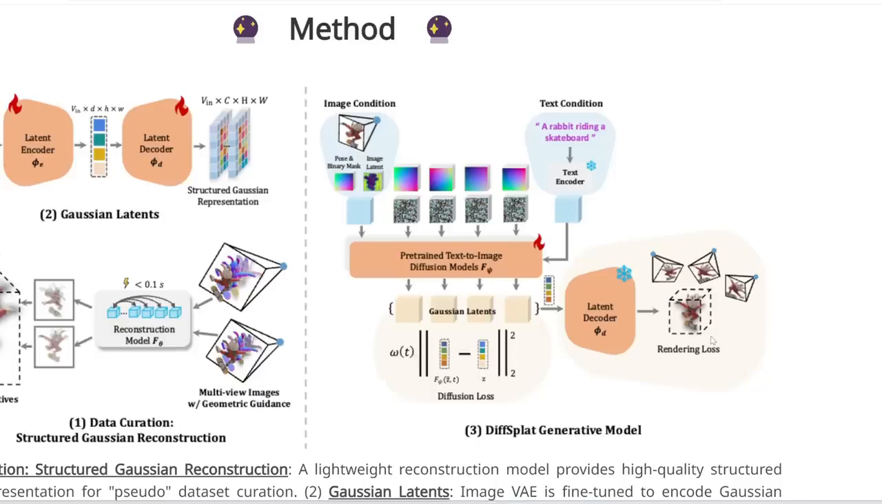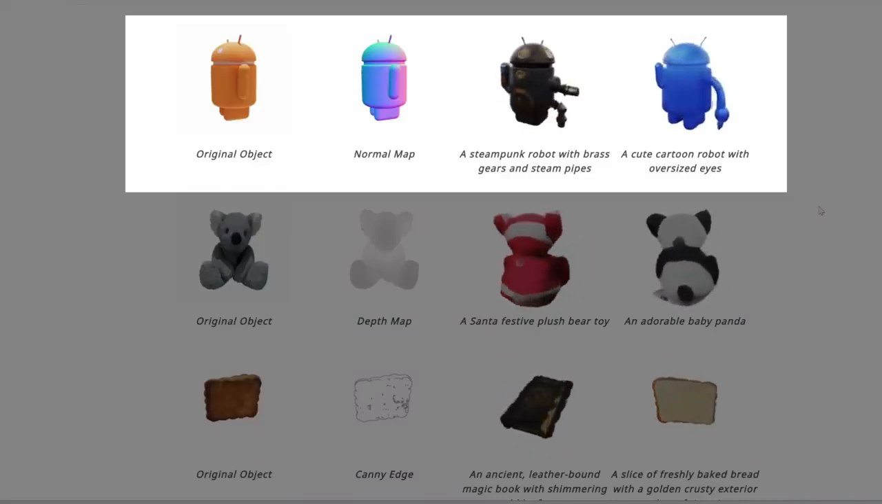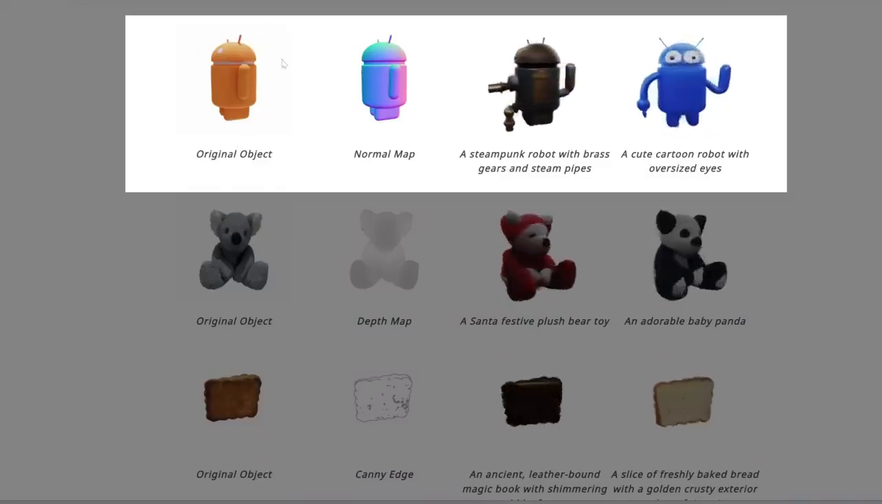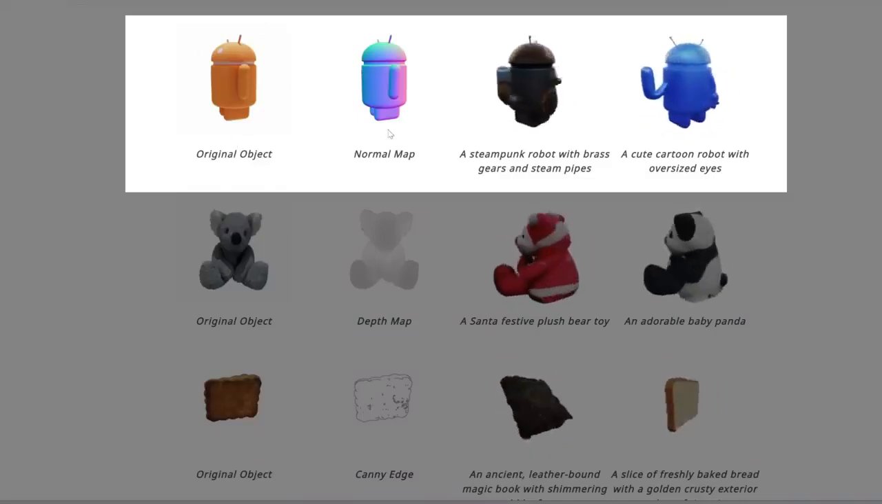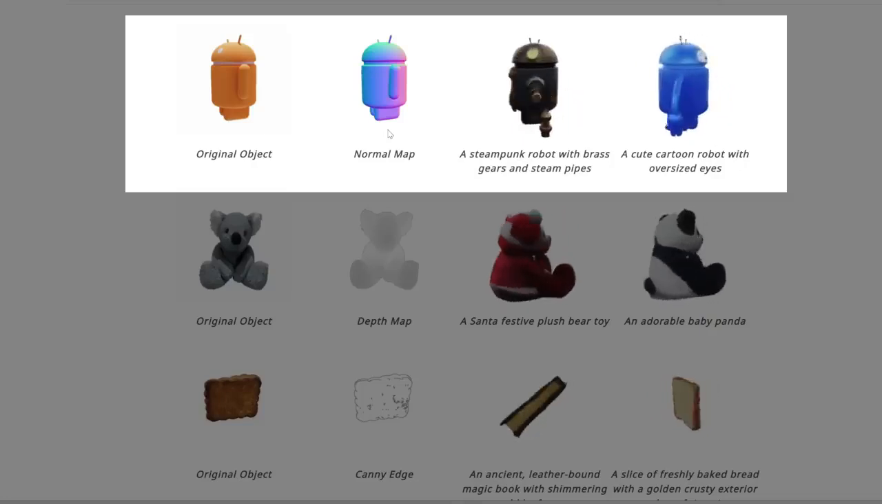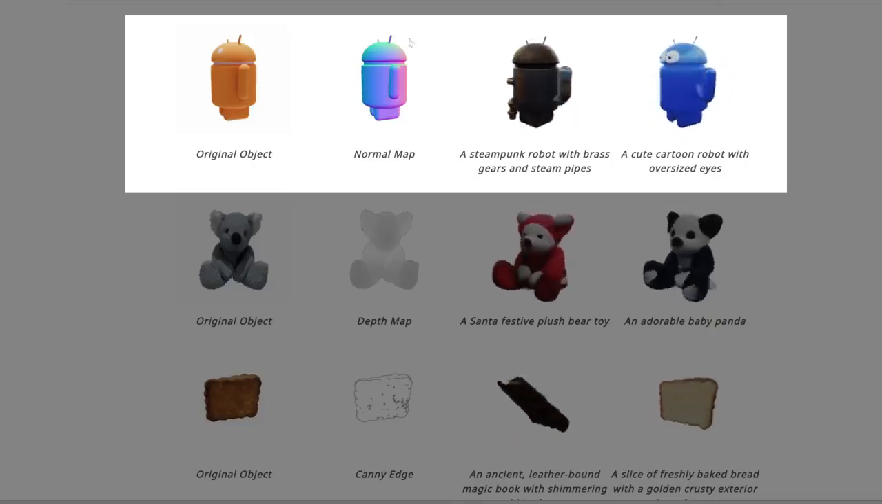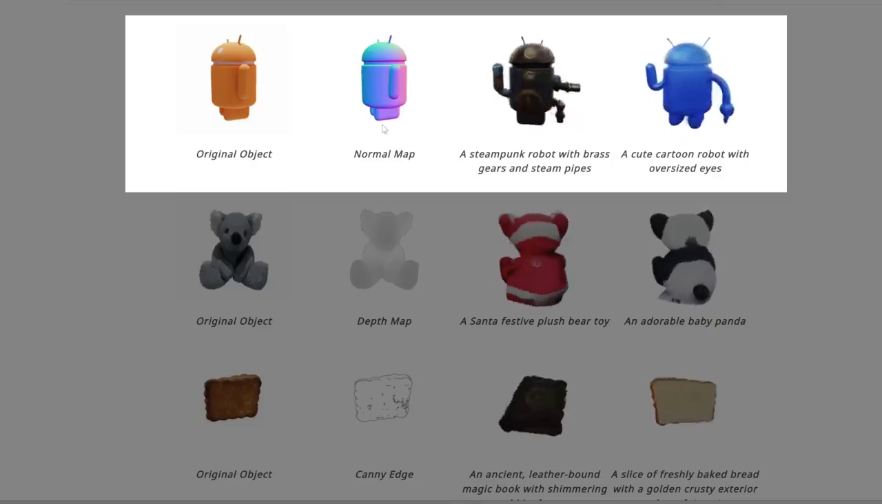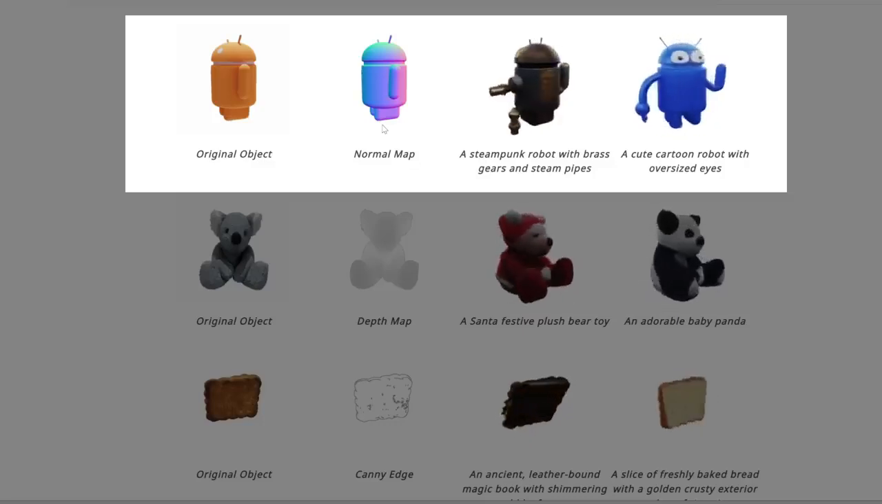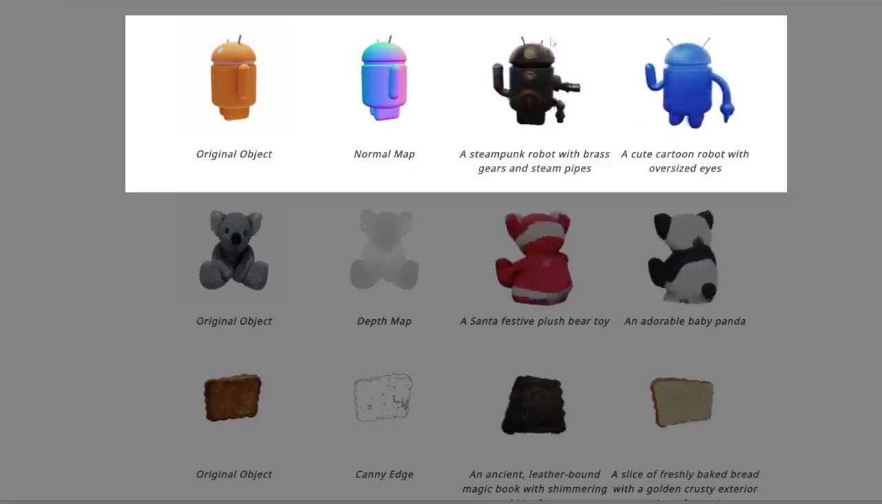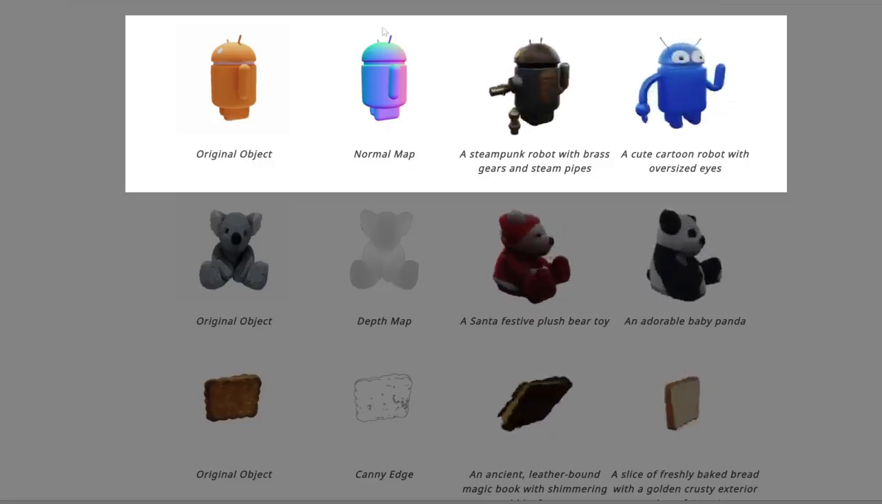from different angles. It's also very versatile, so you can take an original object and then estimate the normal map of that object, which is like estimating the surface of the object. And then if you couple this with a new text description like a steampunk robot, then it generates a new object based on this normal map.